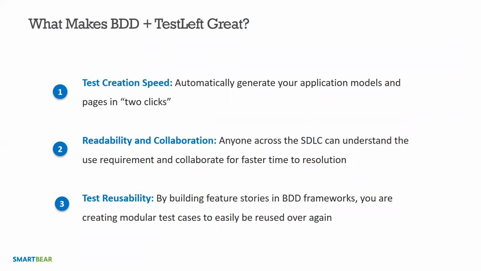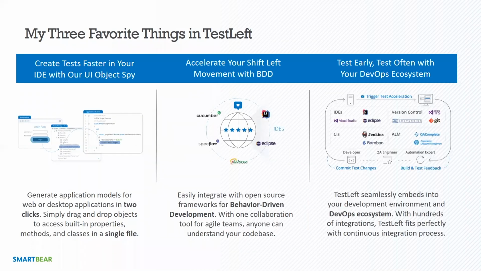So I wanted to share a specific slide with you around my three favorite things, which is just like that 2 clicks aspect of it. It makes it super easy. You can start maintaining your properties and methods and classes all in one single file. The BDD aspect is something that I find super compelling as well, because we support all the BDD frameworks in addition to reinforcing this agile development that people really want to accomplish.